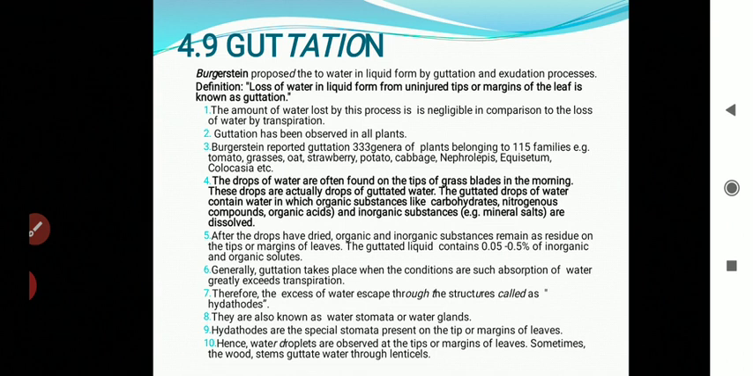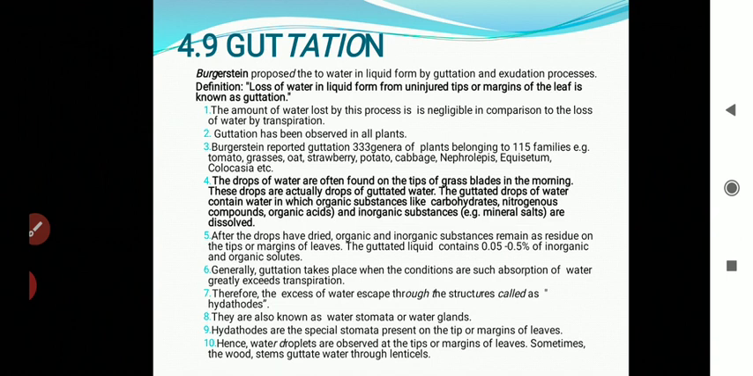And sometimes when you go for a walk early in the morning, you might have observed that the grass of lawns has water droplets at the apical region of the leaves of grasses. So what is that? These droplets are due to the process of guttation. So let's see what is meant by guttation.